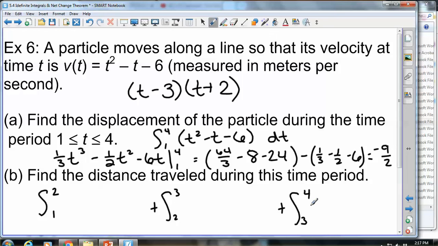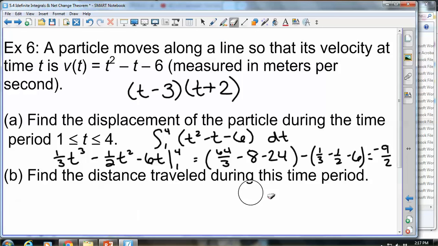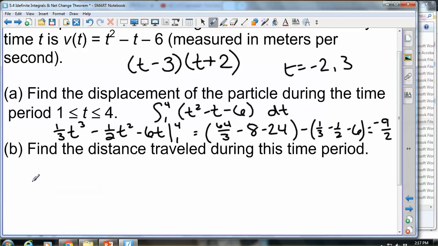How come you stopped at 2? Because it equals 0 there. That should be -2 though, shouldn't it? So I don't really need to do that. Let's try that again. So it equals 0 at -2 and 3, but since -2 isn't in my interval, I don't have to worry about that. So I'm going to go from 1 to 3, and from 3 to 4. That makes more sense, doesn't it? Okay, from 1 to 3.